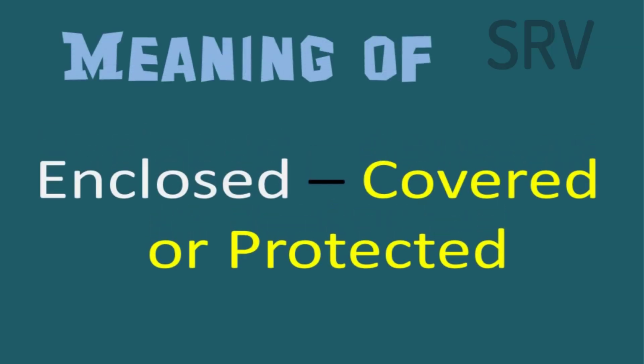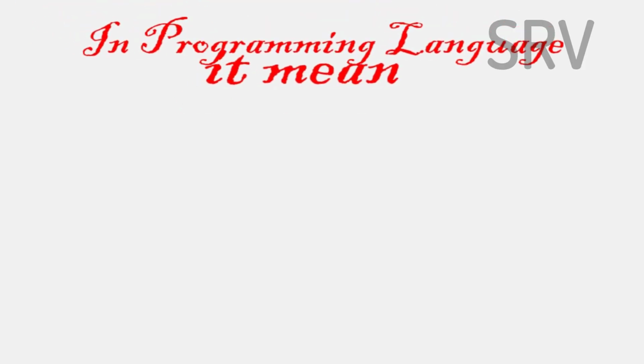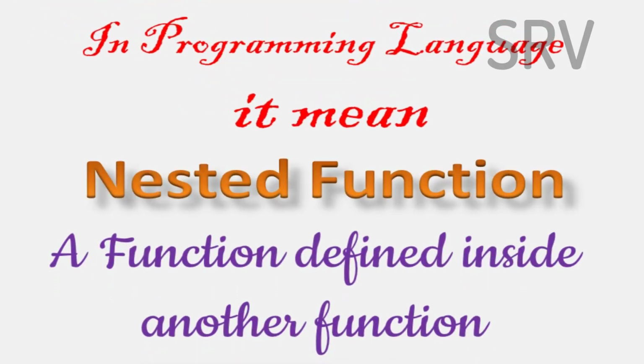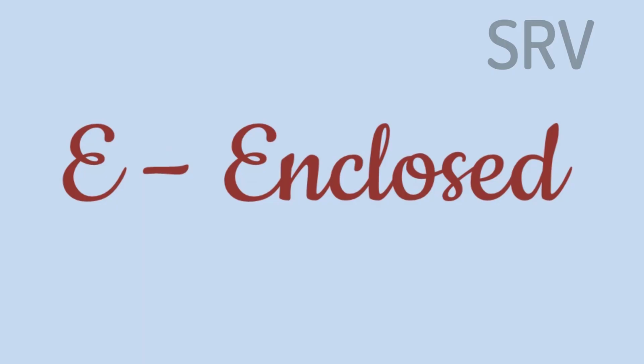Enclosed, what does the word enclosed mean? Enclosed is nothing but covered or kept inside, a protected layer or something like that. So here, enclosed means the nested function. A function which is defined inside another function is called the nested function. So that nested function is called enclosed here.